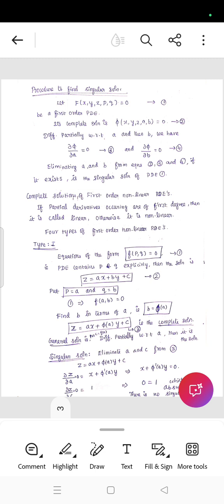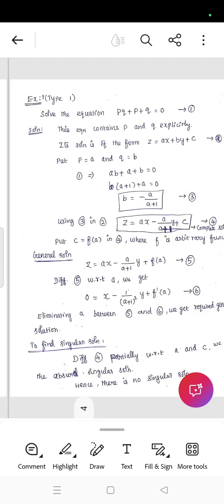First of all, the solution for this type 1 problem, f(p, q) = 0, is of the form z = ax + by + c. Putting p = a and q = b in the given equation, we have to find b in terms of a. Then we substitute the value of b in the solution z = ax + by + c. We replace b in terms of a so that we get the complete solution.